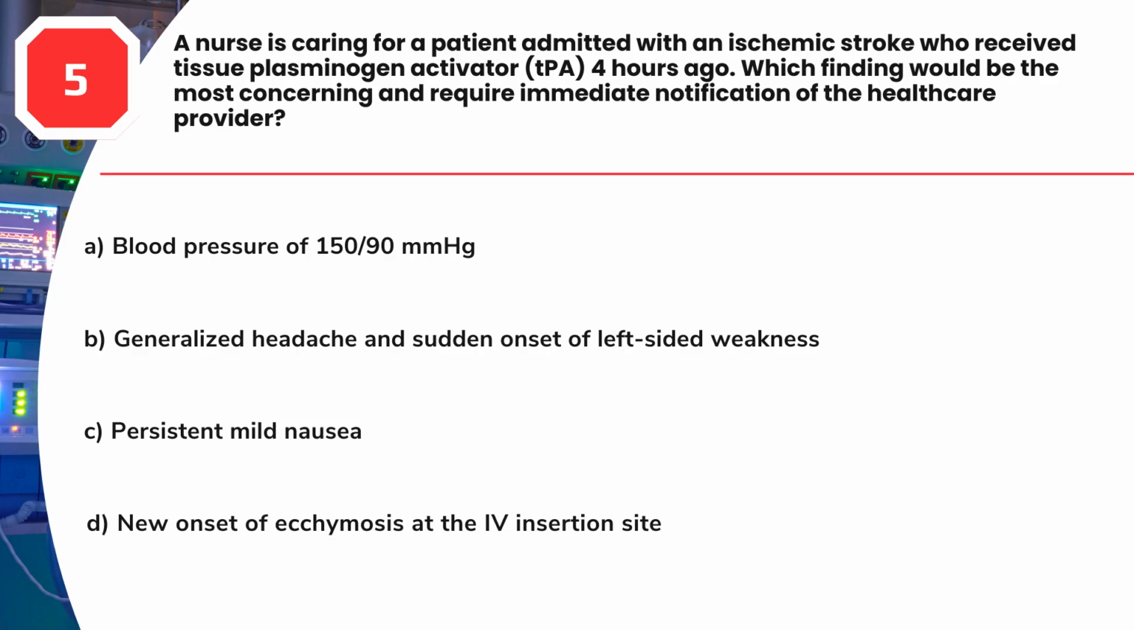Question 5. A nurse is caring for a patient admitted with an ischemic stroke who received tissue plasminogen activator, tPA, 4 hours ago. Which finding would be the most concerning and require immediate notification of the healthcare provider? A. Blood pressure of 150/90 mmHg. B. Generalized headache and sudden onset of left-sided weakness. C. Persistent mild nausea. D. New onset of ecchymosis at the IV insertion site.